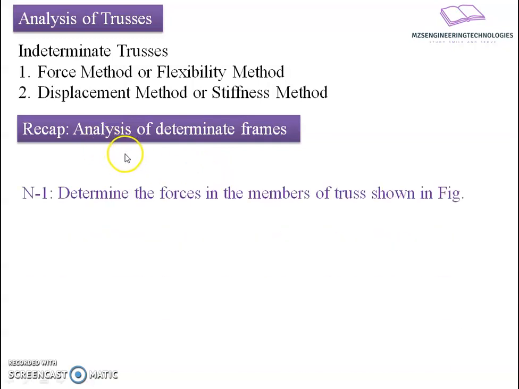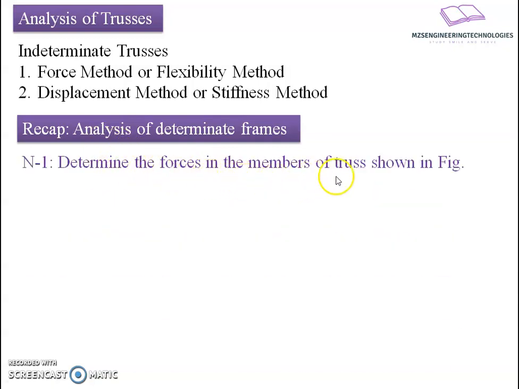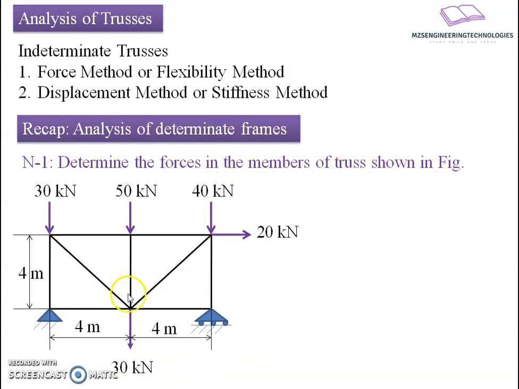For that, let us analyze and determine the forces of the members of the truss shown in the figure. The truss is shown here. It's a planar truss, and it has gravity loads applied at different panel points, and we have to analyze this and find the unknown forces in the members. The very first job is to say whether the truss is perfect or imperfect. Only if it is perfect, then I can say whether it is determinate or indeterminate.